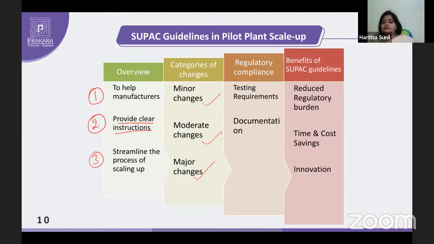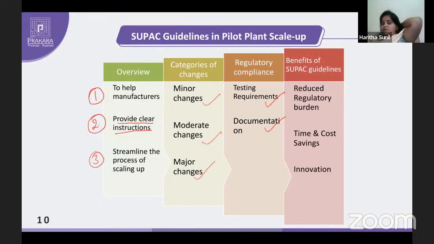And then coming to the regulatory compliance. Here we have testing requirements as well as the documentation. For moderate and major changes, the SUPAC guidelines require additional testing to ensure that the product quality is not affected by the change. Common tests under this condition are dissolution tests, stability tests, as well as a bioequivalence test.